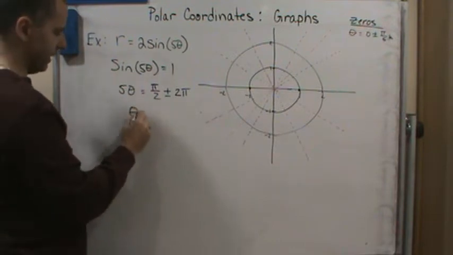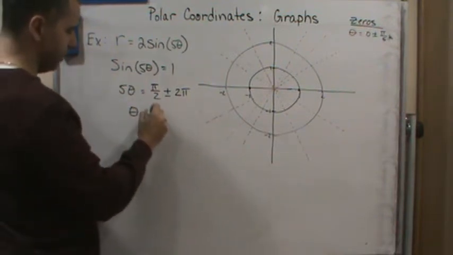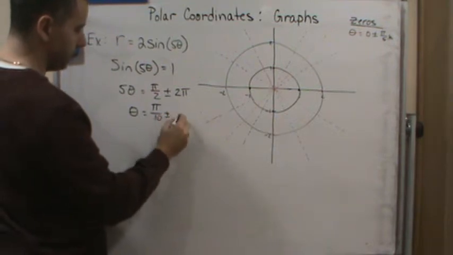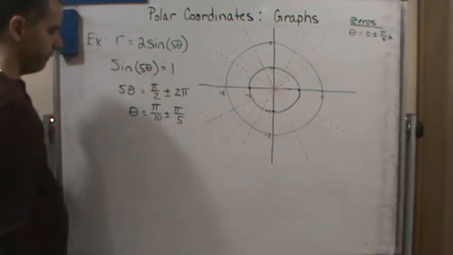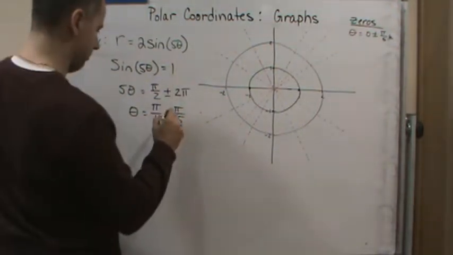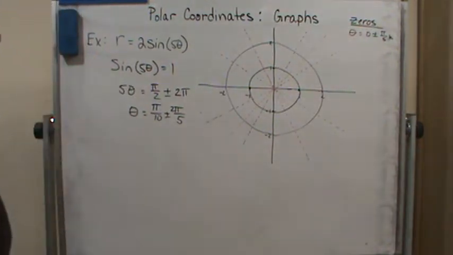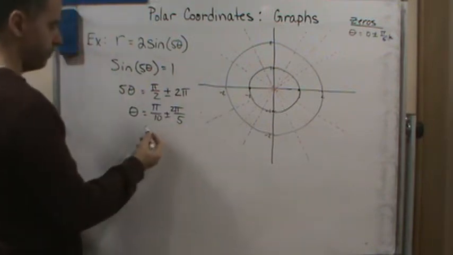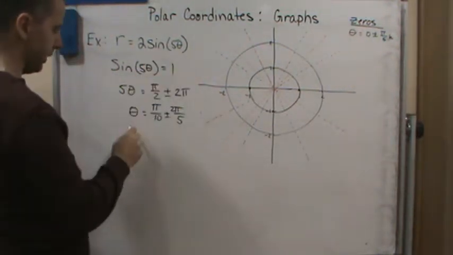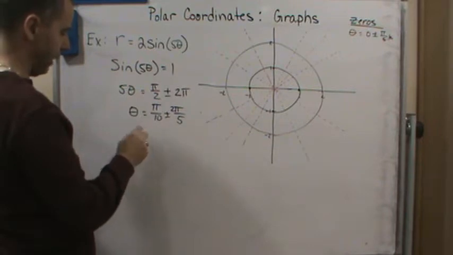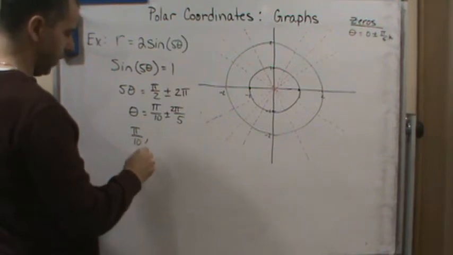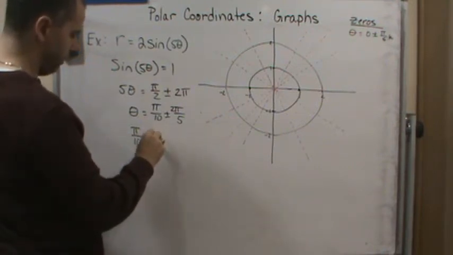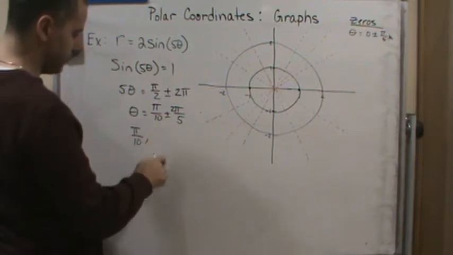Which means theta is going to be equal to what? Pi over 10 plus or minus 2 pi over 5. Okay, so that means we're going to have a maximum value of 2. So the petal will be 2 at what value? Well, it'll be at pi over 10. It'll be at 5 pi over 10, which is pi over 2.